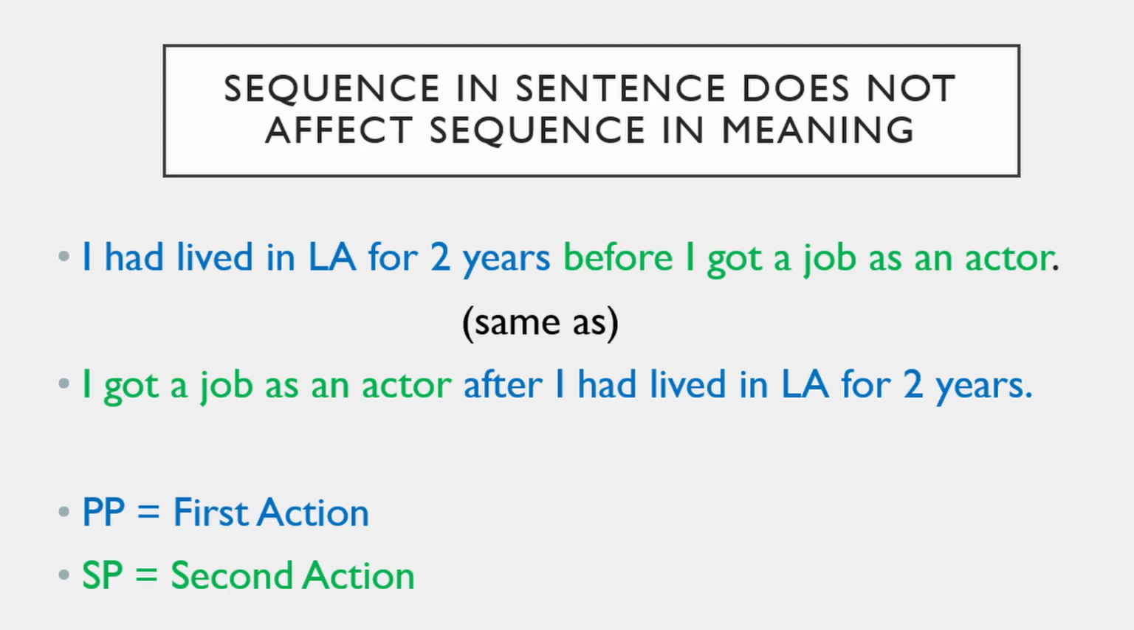It doesn't matter how you write this sentence, right? You could say, I got a job as an actor after I had lived in LA for 2 years, right? You can change the sequence in the sentence. It doesn't matter. The past perfect will always be your first action, with the simple past being the second action.